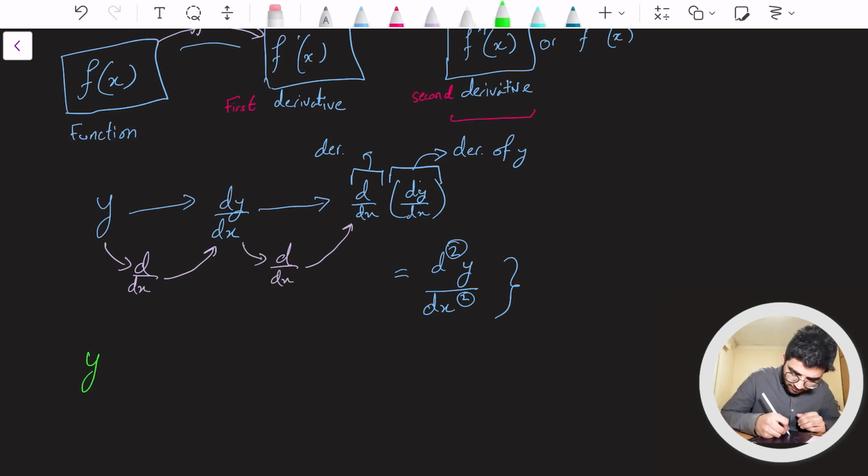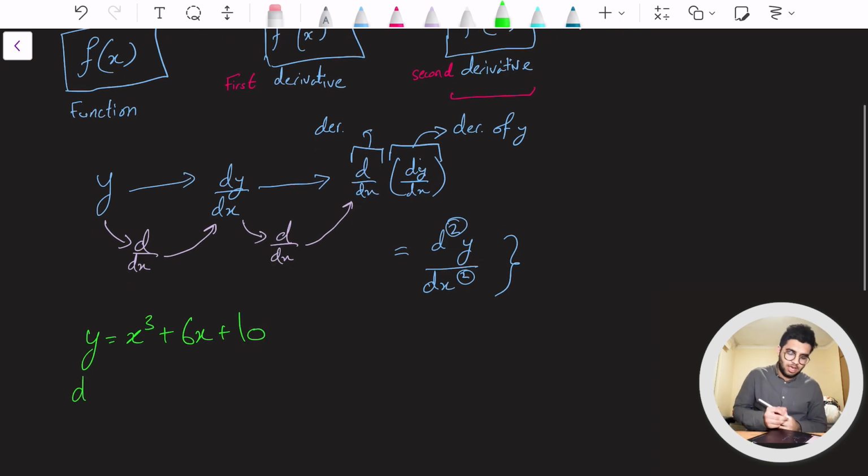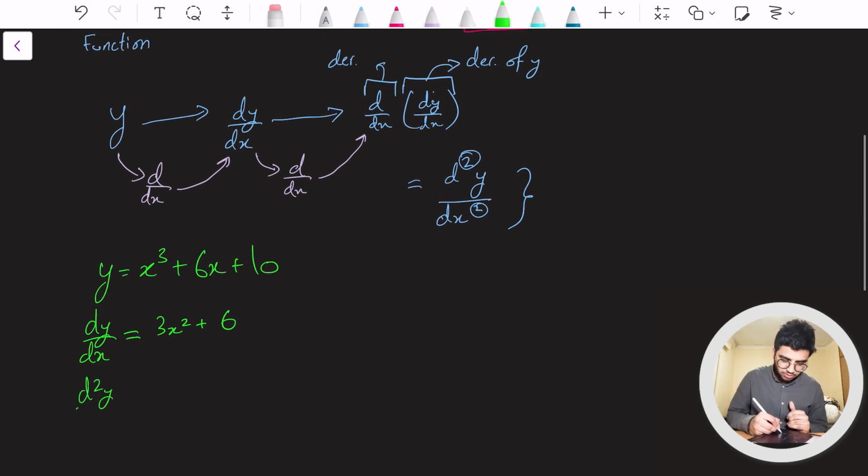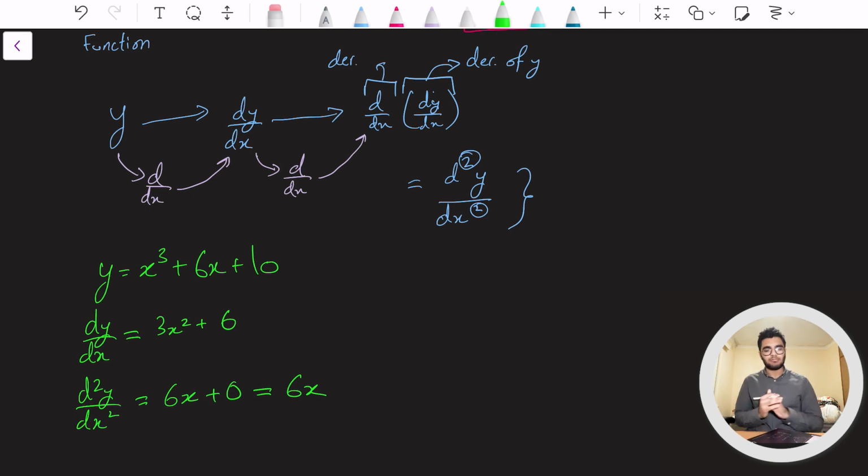So if you have this function, for example, y is equal to x cubed plus 6x plus 10, you just differentiate once. dy on dx is equal to 3x squared plus 6. Not a very complicated function. And then you differentiate literally again. You take that, differentiate it, you get 6x plus 0, or just 6x. There is your second derivative. Like I said, not a very complicated process, but a rather important one.